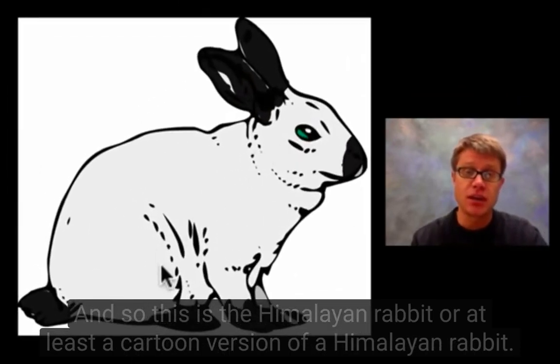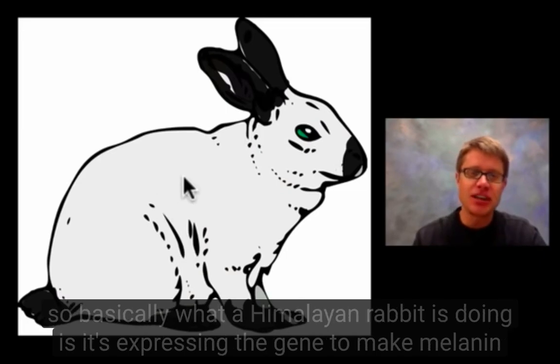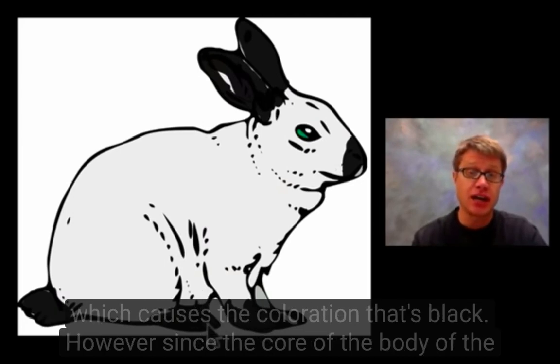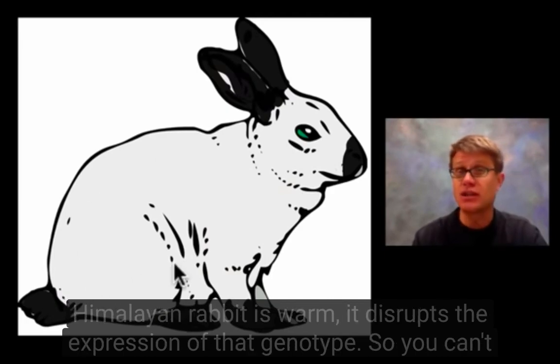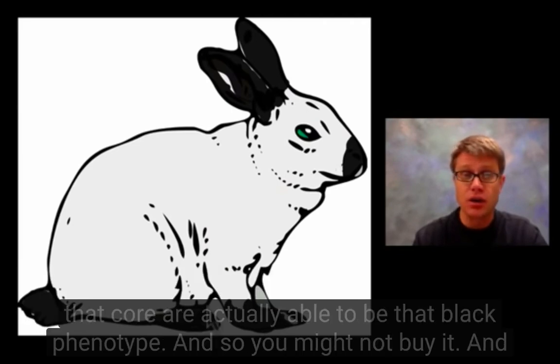And so this is a Himalayan rabbit, or at least a cartoon version of a Himalayan rabbit. Himalayan rabbits are all black. But if you look at the picture, it's not all black. And so basically what a Himalayan rabbit's doing is it's expressing a gene to make melanin, which causes the coloration that's black. However, since the core of the body of the Himalayan rabbit is warm, it disrupts the expression of that genotype, so you can't make the melanin. And so the areas on a Himalayan rabbit that are cooler, that are away from that core, are actually able to be that black phenotype.